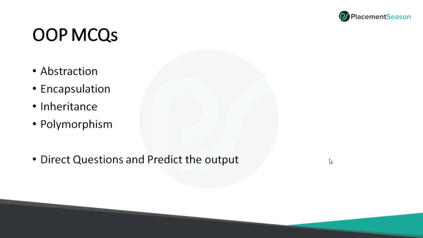You can spend 1 to 1.5 minutes in each predict-the-output type of question, and you can reduce the time in direct questions. So this is the first major area you have to concentrate on to crack the HCL off-campus interview.